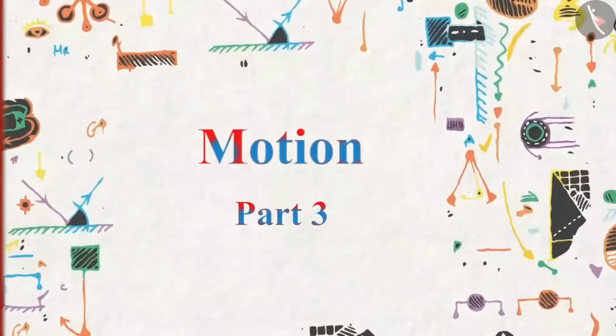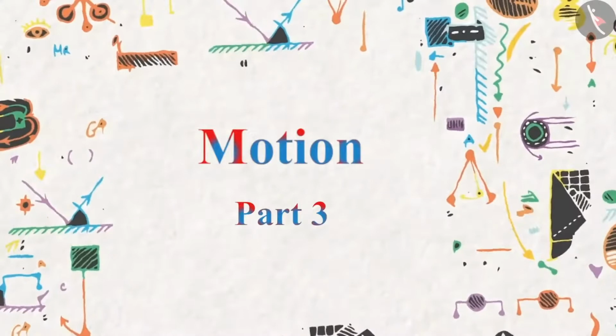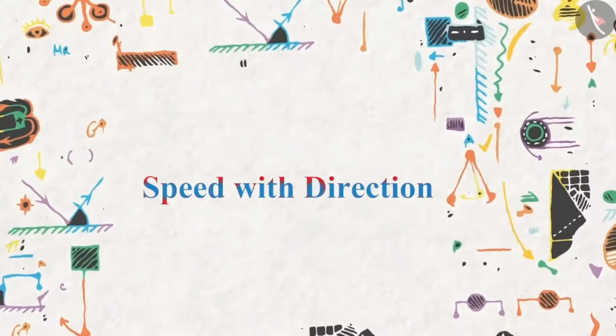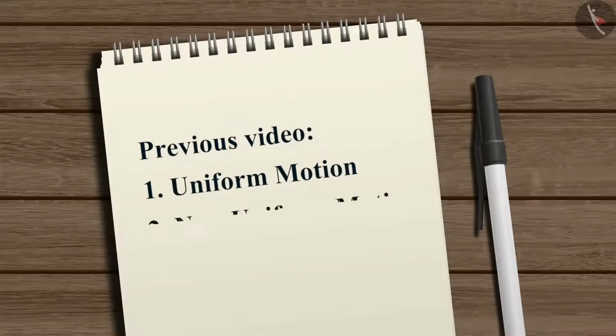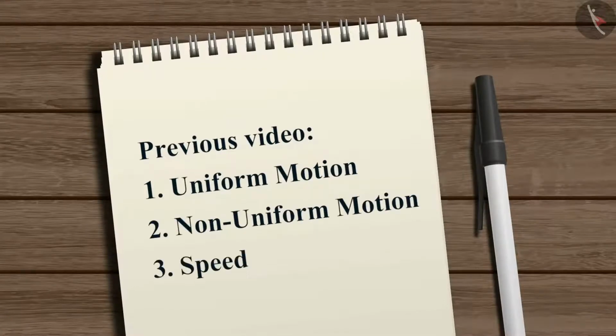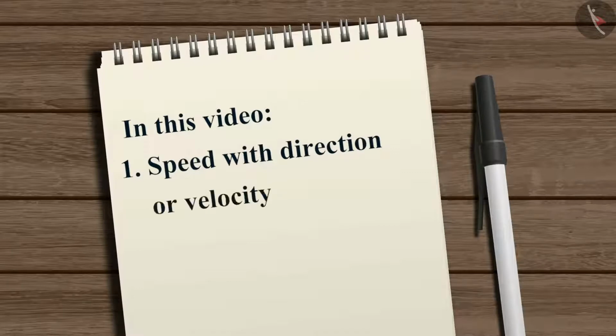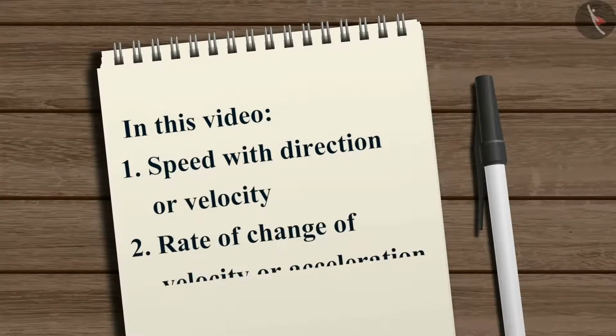Motion, Part 3. Speed with direction. In the previous video, we learnt about uniform and non-uniform motion and about speed. In this video, we will learn about speed with direction or velocity and the rate of change of velocity or acceleration.